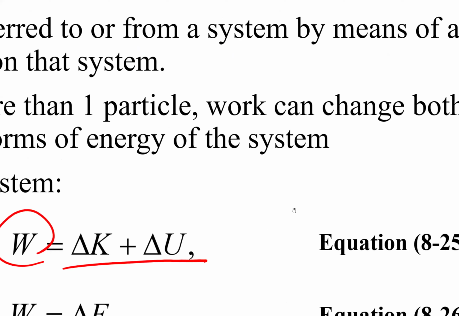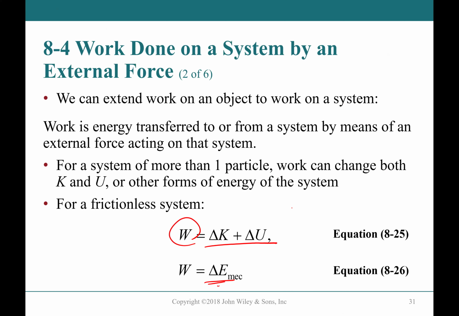So if there's no external work, your delta U plus delta K is 0. But if you are doing some input to the system, W is the input, then this is not 0 anymore. It will be equal to the work done on the system, okay?